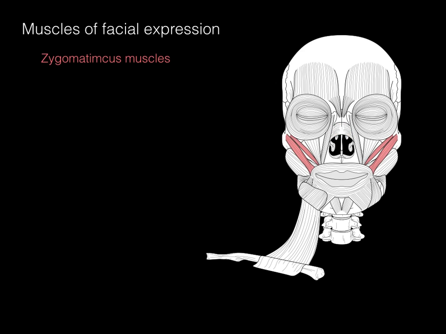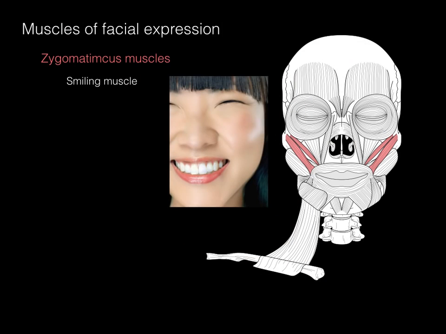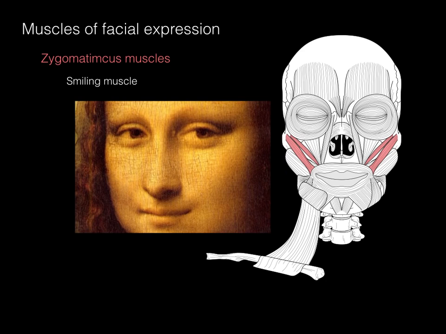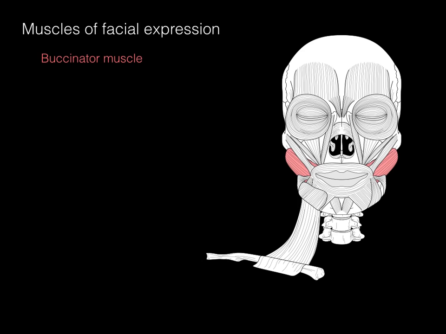The zygomaticus muscles receive their name, the zygomaticus major and minor, because they attach along that zygomatic bone and then insert on the corner of the mouth. And this is the smiling muscle because it draws the corner of the mouth up, as in a smiling movement. Next is the buccinator muscle. The buccinator muscle helps to tense the cheeks.